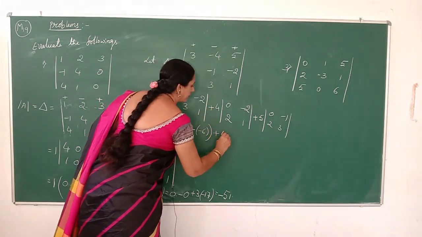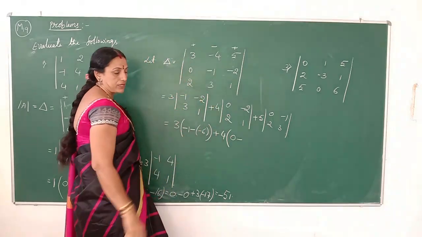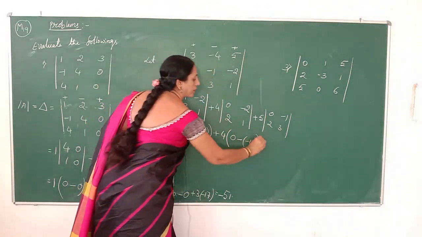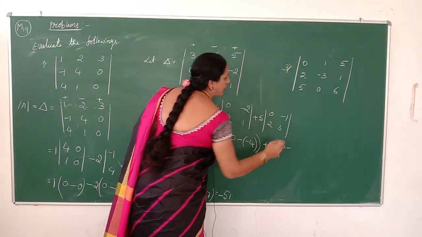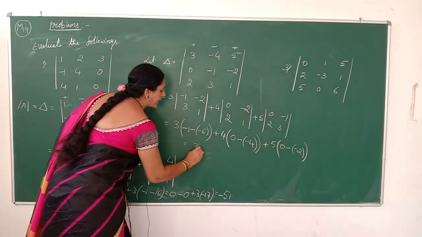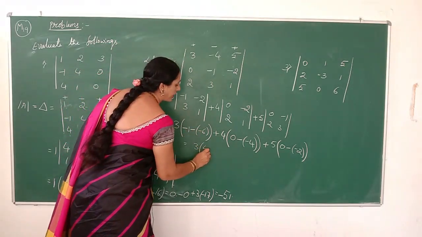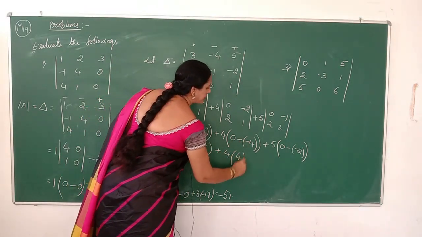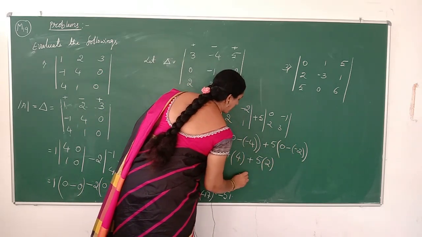Similarly, the fourth one, 4 of: left diagonal is 0, minus right diagonal, minus 2 into 2 is minus 4. Then the last element, 5 of: left diagonal is 0, minus right diagonal is minus 2. So after that, 3 of minus 1, minus into minus is plus 6, plus 6 minus 1 is 5. 4 of 0 minus into minus is plus 4. Plus 5 of 0 minus of minus 2 is plus 2.